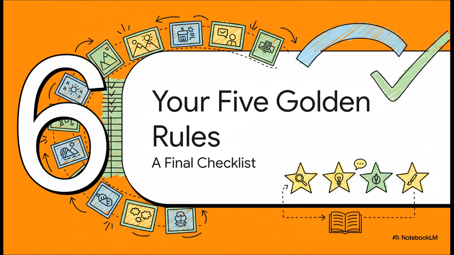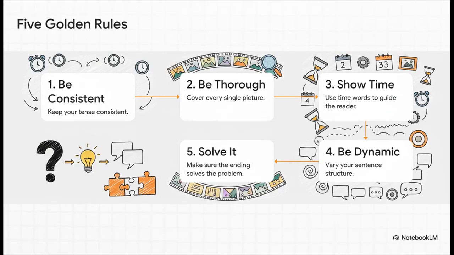We have covered a lot of ground today, so let's boil it all down. Here are 5 golden rules, a final checklist that will help you turn any set of pictures into a fantastic story. Think of this as your final checklist. 1, keep that tense consistent. 2, you've got to use every single picture. Don't leave any out.